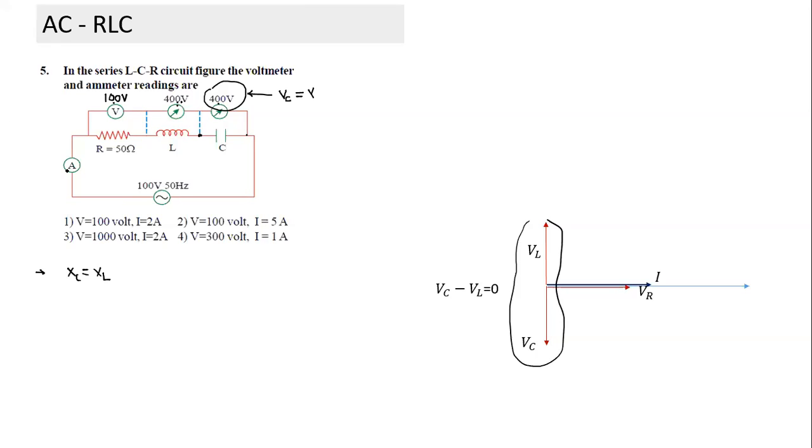How do you find the ammeter reading here? It will be 2 amperes, voltage by resistance. Whenever VL is equal to VC, impedance becomes equal to R, and applied voltage becomes equal to voltage across resistance. They're all simple things, and current will become equal to applied voltage divided by resistance.